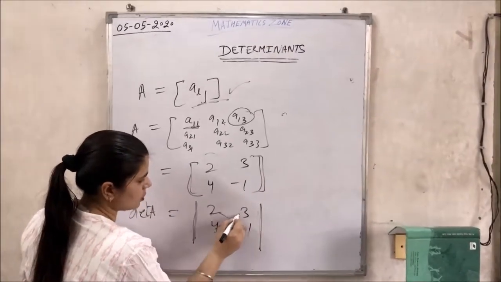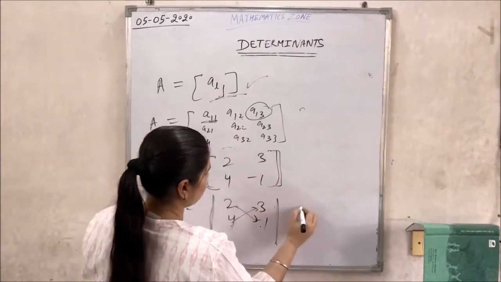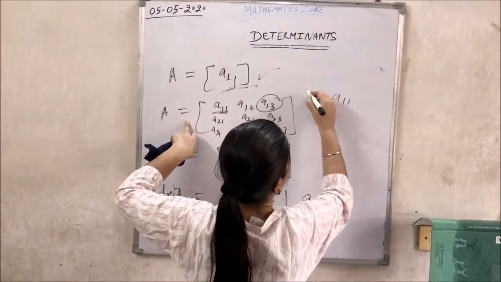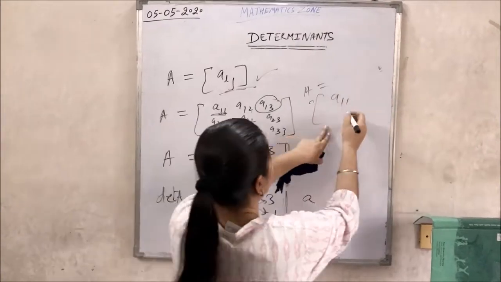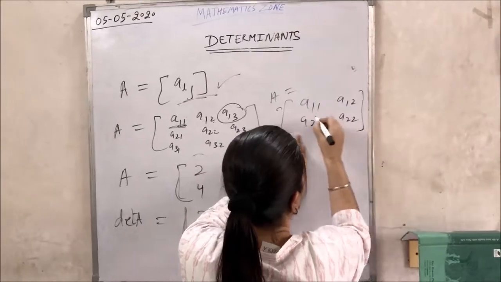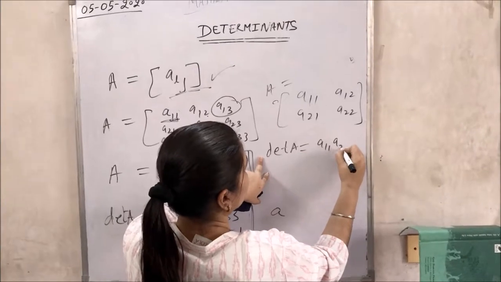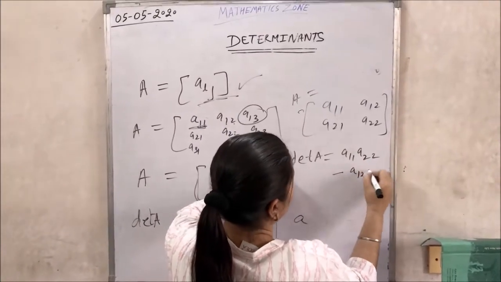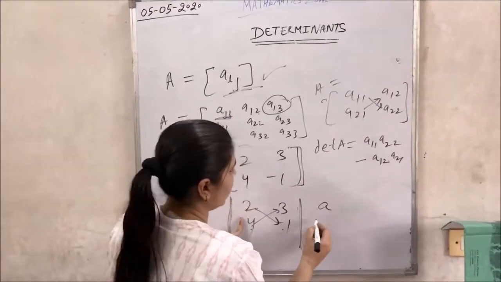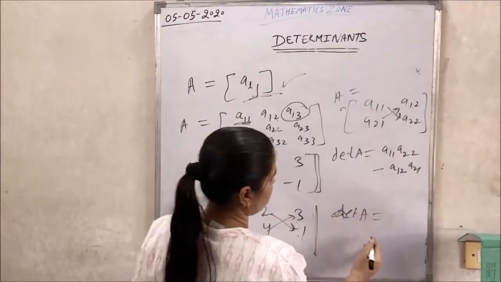Now you have to just cross multiply. This is actually a method. If you write a second order matrix, it is A11, A12, A21, A22. So you have a formula: determinant of A is A11 A22 minus A12 A21. You just have to put the values into this formula.